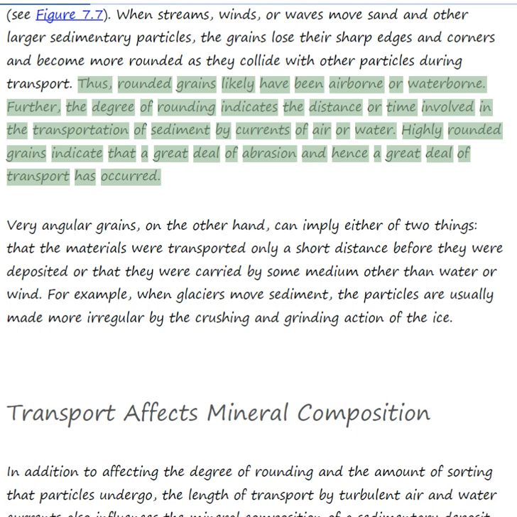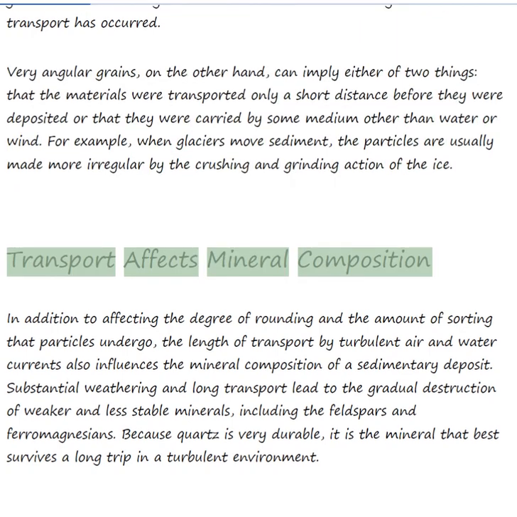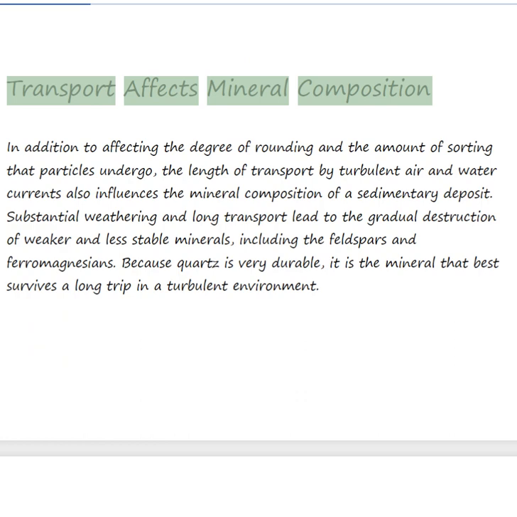Further, the degree of rounding indicates the distance or time involved in the transportation of sediment by currents of air or water. Highly rounded grains indicate that a great deal of abrasion and hence a great deal of transport has occurred. Very angular grains, on the other hand, can imply either of two things: that the materials were transported only a short distance before they were deposited, or that they were carried by some medium other than water or wind. For example, when glaciers move sediment, the particles are usually made more irregular by the crushing and grinding action of the ice.